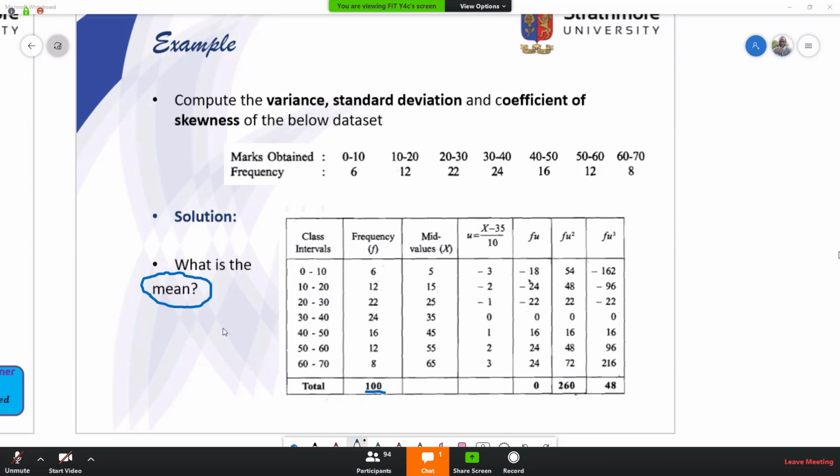Anyone who is good at working faster, who has found a value? 35. 35. Very good. The value is 35. So the mean is 35.